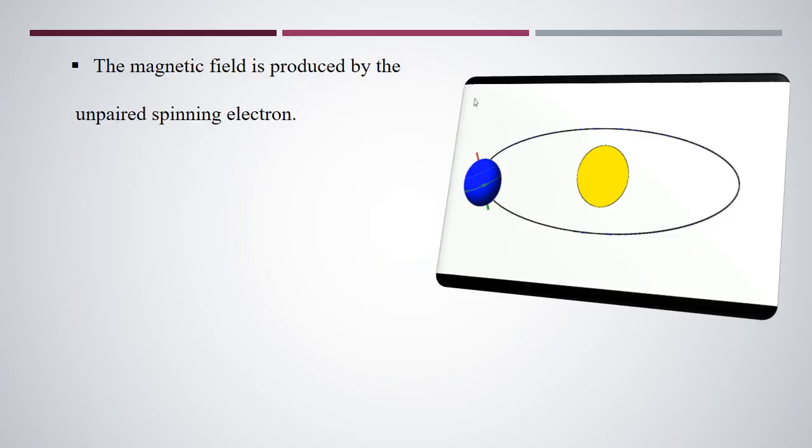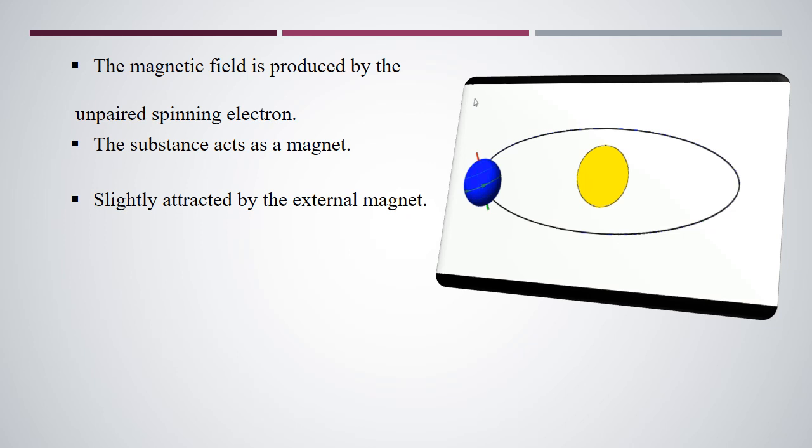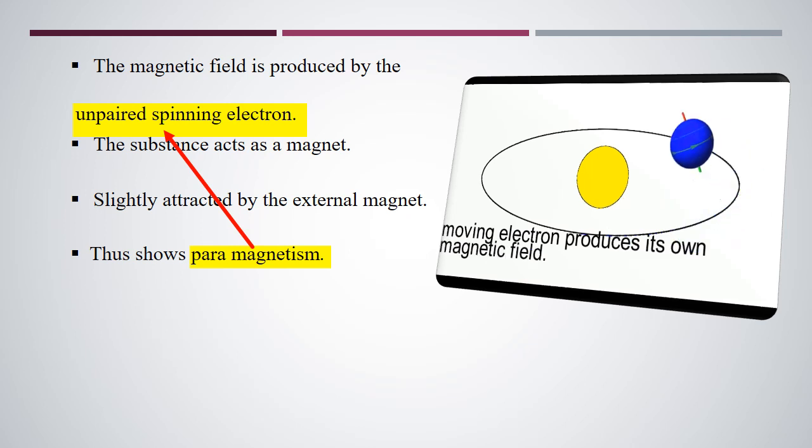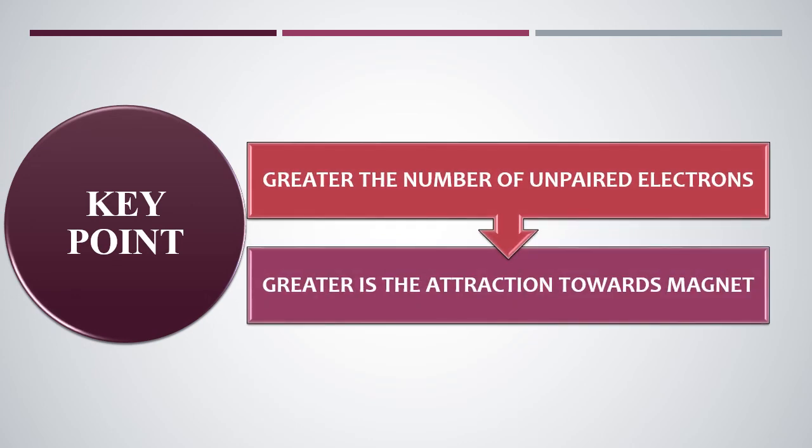Due to the magnetic field produced by the unpaired electron, the substance acts as a magnet and is attracted by the external magnetic field, thus behaving as paramagnetic. So paramagnetism is basically due to the unpaired electrons. The main point or the key concept is: greater the number of unpaired electrons, greater is the attraction towards the magnet.